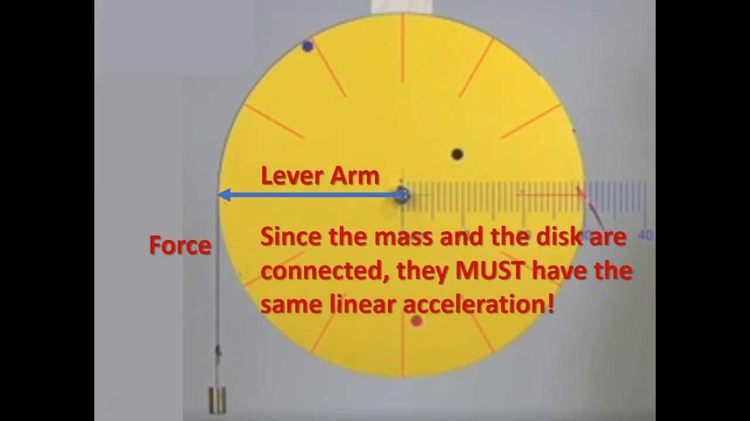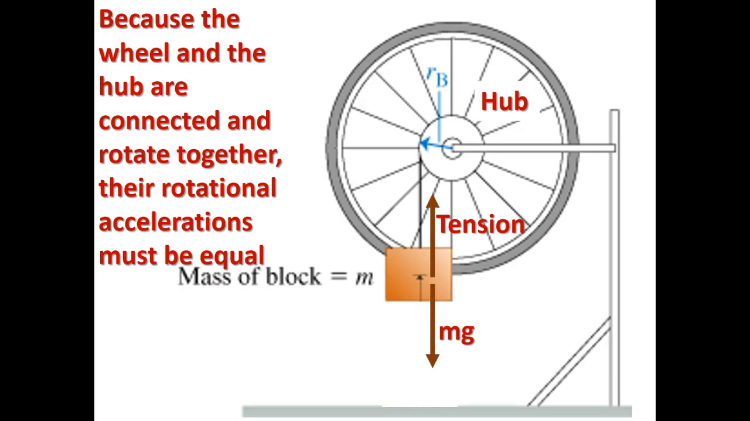Now, what if we don't put the rope or the string on the outside of the disc or the wheel? What if the string, like in the activity we did the other day, is attached to the hub? Now, the definition of a hub is simply a smaller cylinder or a smaller wheel attached to a bigger wheel. So because the wheel and the hub are connected and they're going to be rotating together, their rotational accelerations must be equal. But otherwise, everything's still the same.